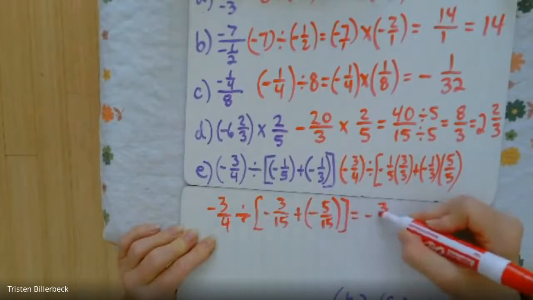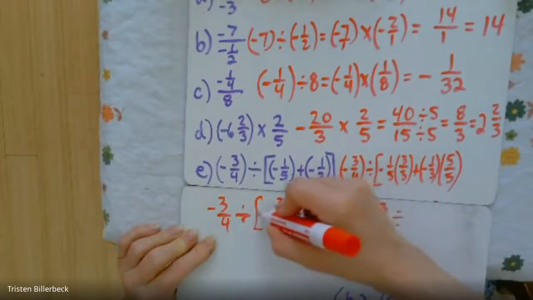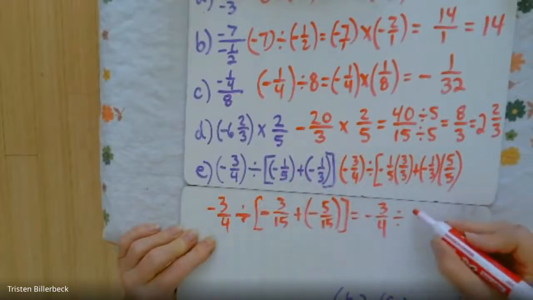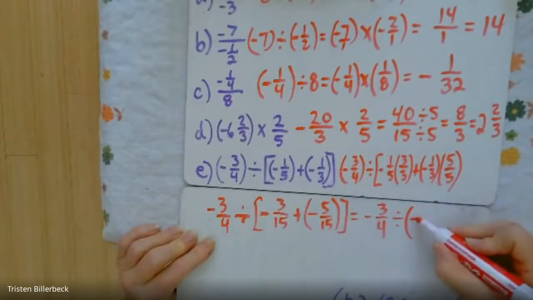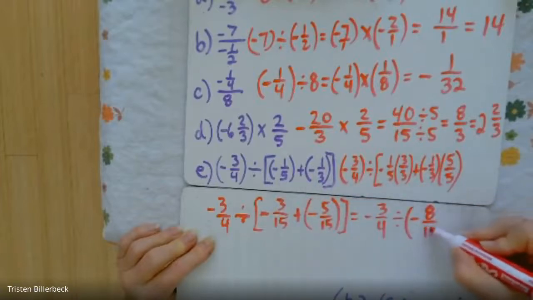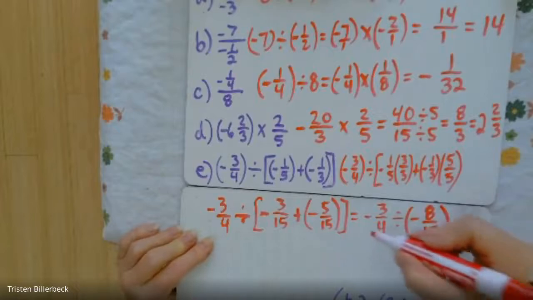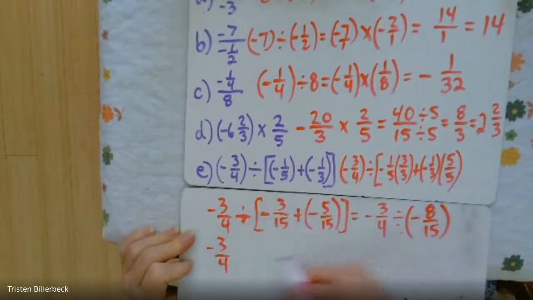So that's going to be negative 3 over 4 divided by, and then here we have the same sign, so we add them and we keep the sign of the negative number because the bigger number is negative. So we have negative, and 3 plus 5 is 8/15. It can't be reduced. So now we keep change flip. So we have negative 3/4. We change this division sign to a multiplication, flip this over. So we have negative 15 over 8.